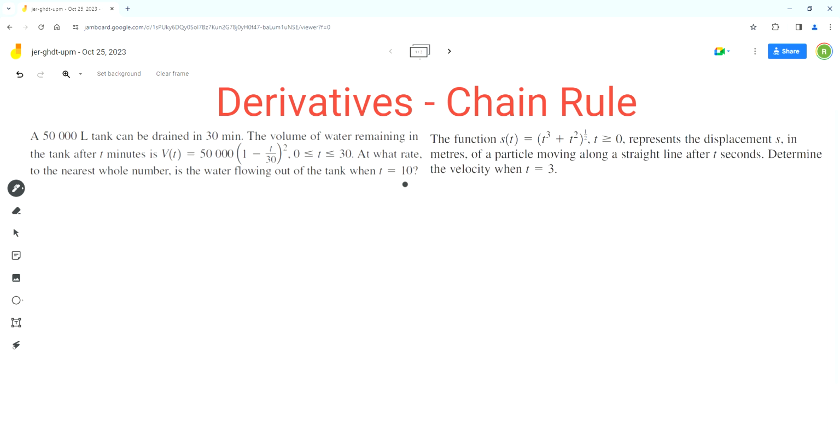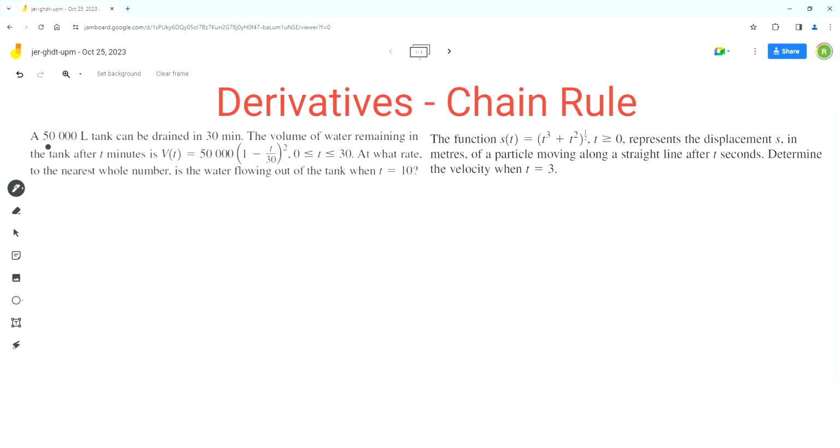Now, one important thing to understand here is that we are given the function for the volume of water that remains in the tank after t minutes, and we have to find the rate at which the water is flowing out of the tank. So the first step here is to find the function for the water that is flowing out of the tank.